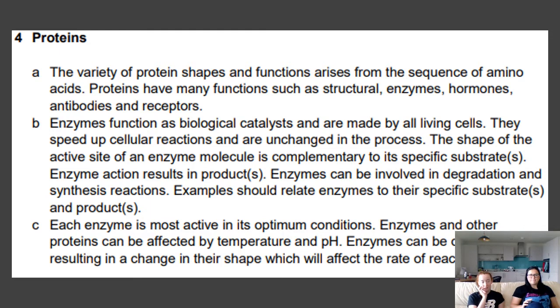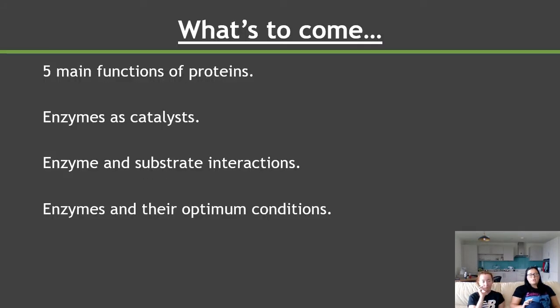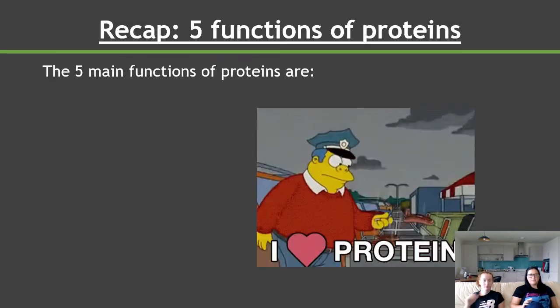Okay, so again, from the SQA course specification, here's what you need to know throughout this key area. We're going to focus on the first two today, first two in this video. Again, you can pause it and have a read of this if you like, but we're just going to get going. So we'll be looking at the 5 main functions of proteins. We've already covered those, so we're just going to skirt over those. Enzymes being catalysts, enzymes and substrate interactions, and their optimum conditions as well over this entire key area. So it's going to be the first 3 during this video.